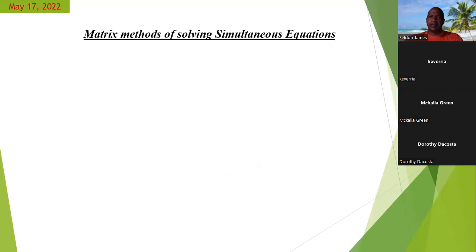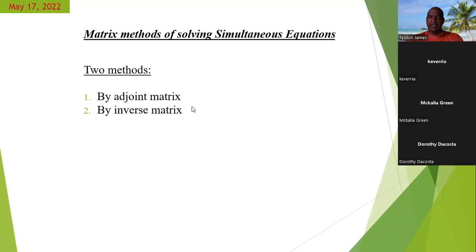All right, guys. So now, having learned how to find an inverse matrix using the adjoint method, we're going to apply the adjoint matrix method in solving simultaneous equations. So how do we do this? First, we have two matrix methods when we are solving simultaneous equations. The first method is by adjoint matrix, and the second method is by inverse. So we are now going to look at the first method, which is number one.